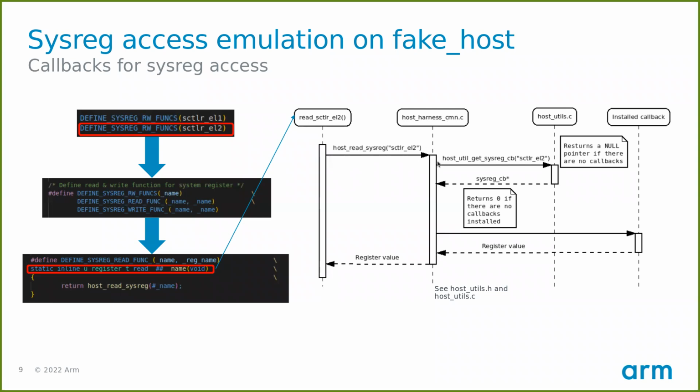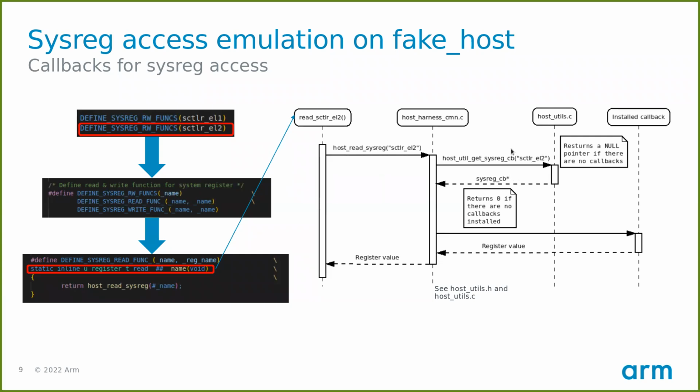Then host harness common calls another API called host util get sysrec callback, which is part of the host util. This one will check if we have a callback installed for SCTLR EL2, and it will return a data structure called sysrec callback. This data structure contains pointers to the read and write callbacks, and also a register value, which is the actual value stored inside that register.